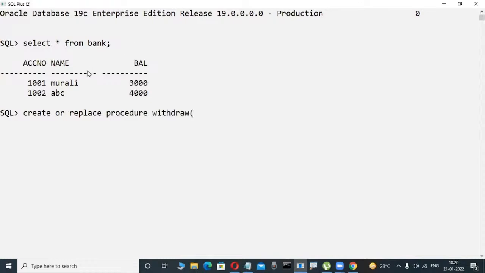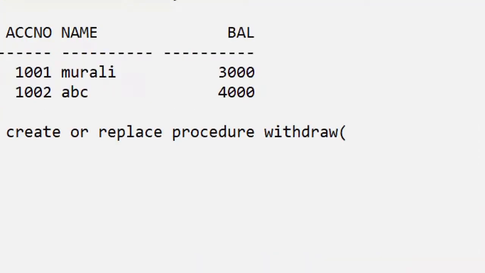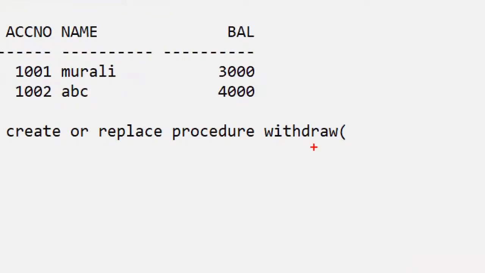Slowly observe here. This is a table. In my project, I try to implement one small scenario only, withdraw. Actually, in real time, they write big packages with withdraw, deposit, and all the things. But unfortunately, I'm giving only a small task in a procedure.